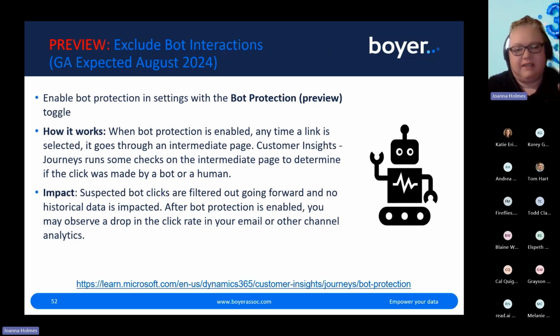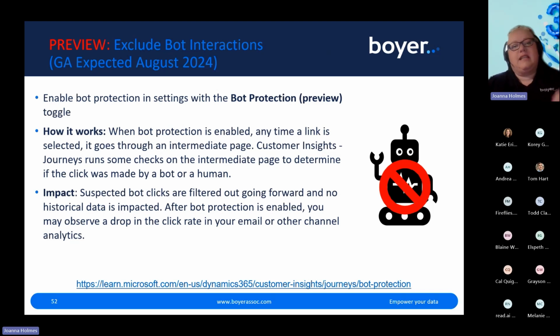Summer goes fast, friends. So bots, we hate them. They're not our friends. We can exclude bot interactions when they are clicking on things, and so I don't want to count bot interactions. So we have this setting that is currently in preview, but it is expected again to be generally available in August. I'm excited for that one.